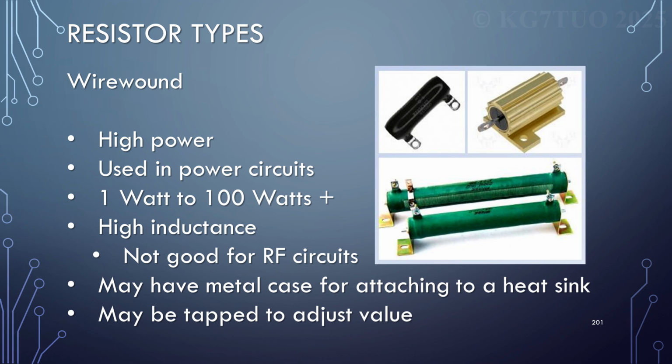Anything with a coil is going to produce a field, and if you've got a magnetic field in an RF circuit, you've got an inductor. You don't want an inductor where you don't want one. May have metal case for attaching to a heatsink. So why would you attach a resistor to a heatsink? Yes, it's to dissipate heat.